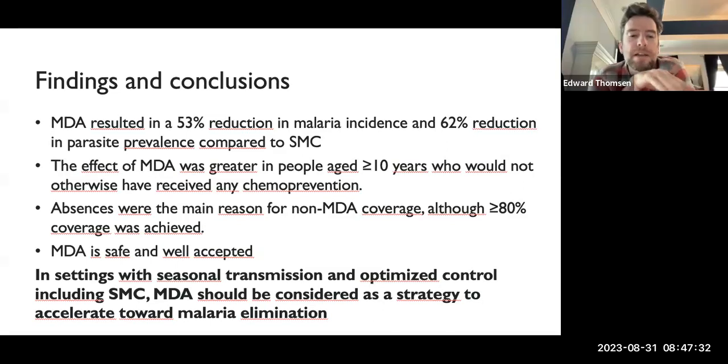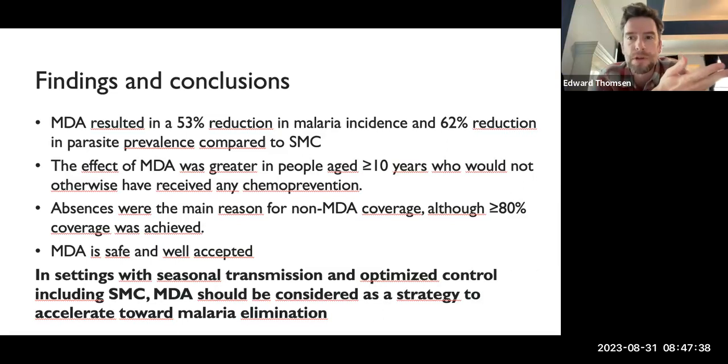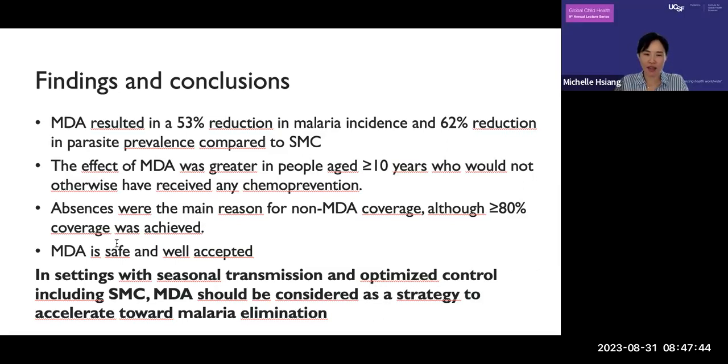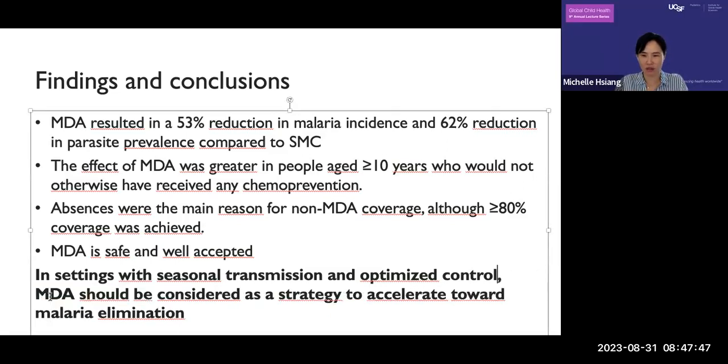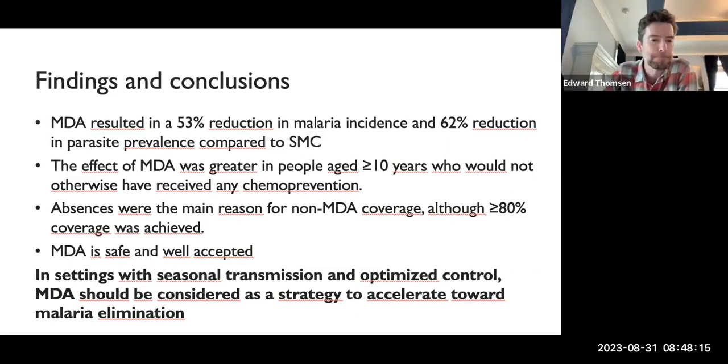I see. So that statement has more to do with potentially the cost effectiveness, maybe, because if you already have the infrastructure set up for SMC, it might be easier to just transition to MDA. Right. Versus... We might want to, I think this probably should be an optimized control. I don't know, because we had a lot of back and forth about this. Some people said this trial was MDA versus SMC. And then other people said no, the trial was not MDA versus SMC. The trial was MDA in a setting of optimized control, compared to optimized control. Okay.